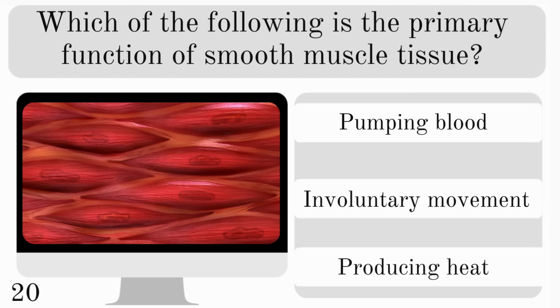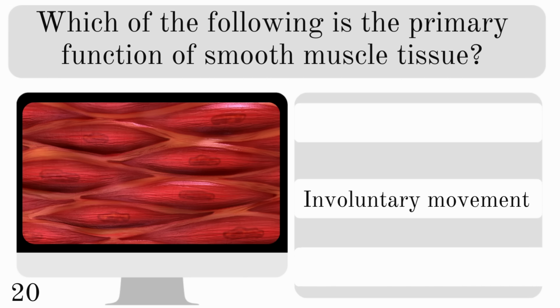Which of the following is the primary function of smooth muscle tissue? Pumping blood, involuntary movement, or producing heat? And the correct answer there, involuntary movement. I hope you're doing well so far. Let's see how well you do on the next one.